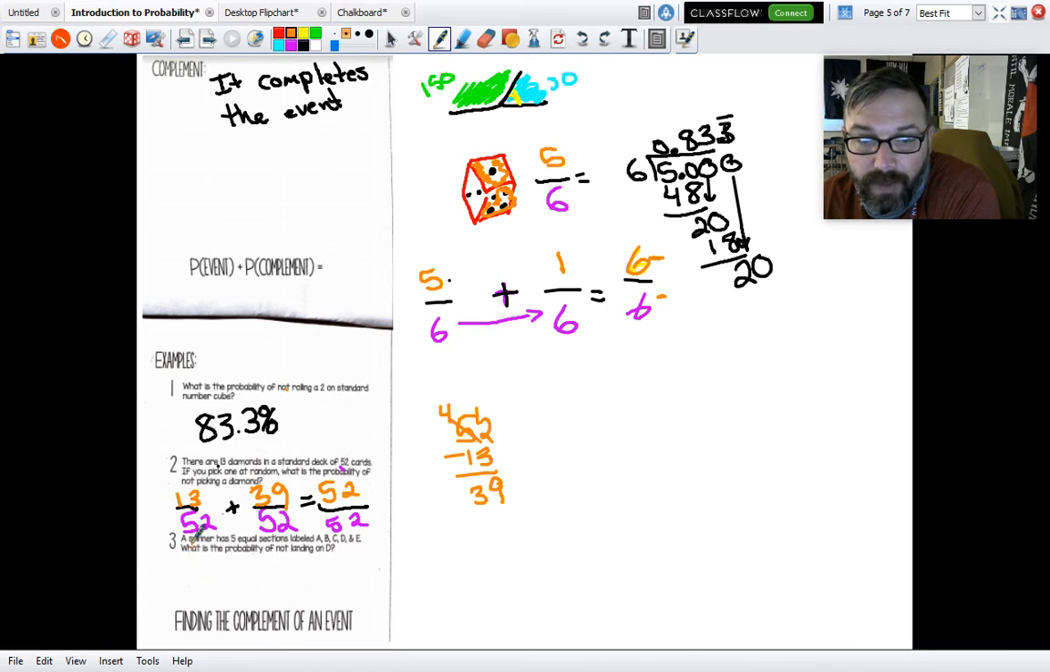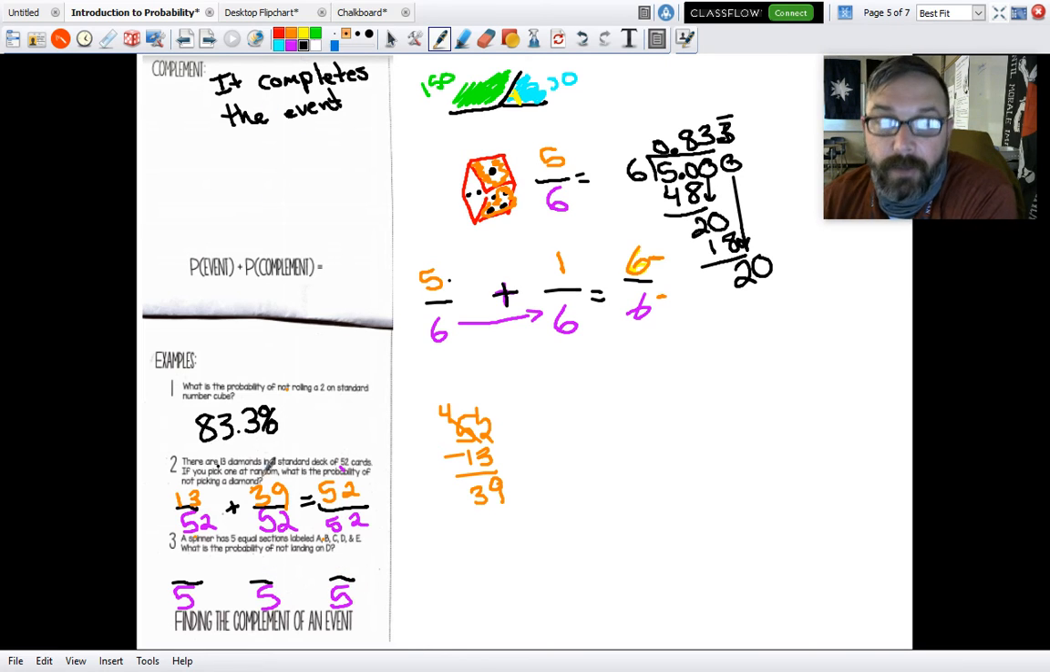Let's try this again. A spinner has 5 equal sections, A, B, C, D, and E. Okay, so because we know there is A, B, C, D, and E, we know the bottom number is going to be 5. And since we know we're finding the complement, we can go ahead and write that we are going to have something over 5 plus something over 5 equals 5 over 5.